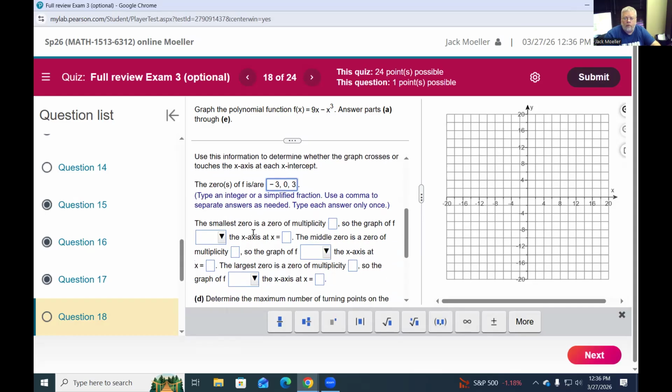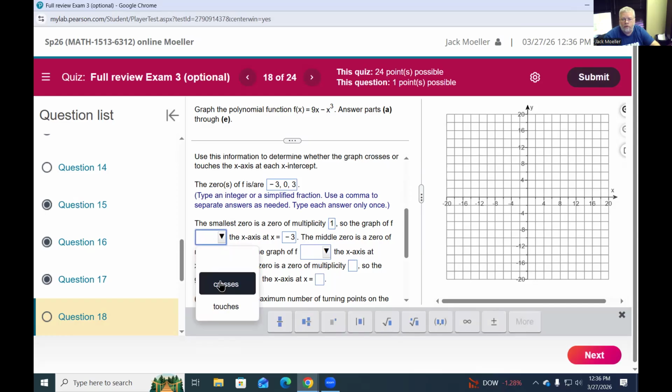Okay. Now for the multiplicity, the smallest zero, remember that's the one on the left. That's why I put them in order. So again, the way they ask this to me is always out of order. They want the multiplicity first, but let's start with the zero. So we're looking at x equals negative 3. The multiplicity, they said they were all 1 because we didn't have any exponents when we factored it. So the graph crosses at x equals negative 3.